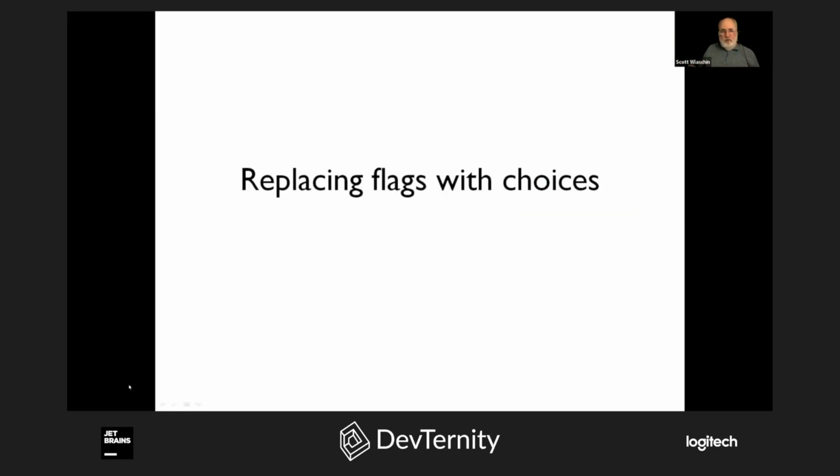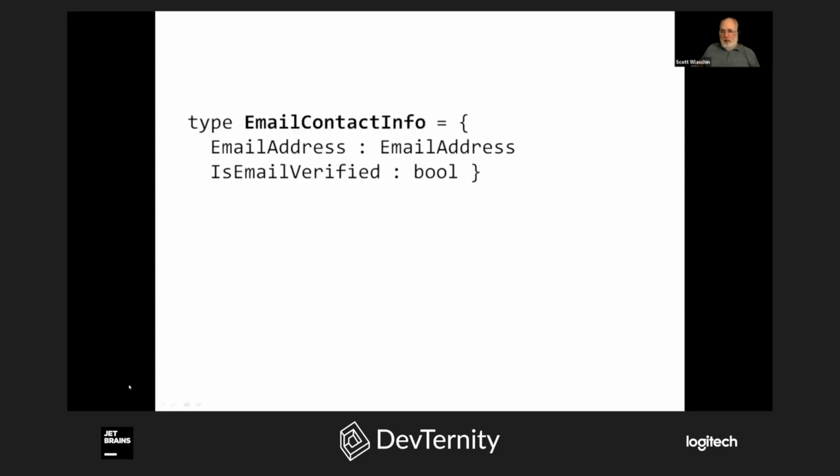Now, the last thing we have to talk about is this Boolean. And we're not going to use Booleans. We're going to replace Booleans with choices. So here is our Boolean. Is the email verified? So what is the logic around this? I said we want to try and avoid programmers having to look up documentation. I want to put it in the design. So can I do that?